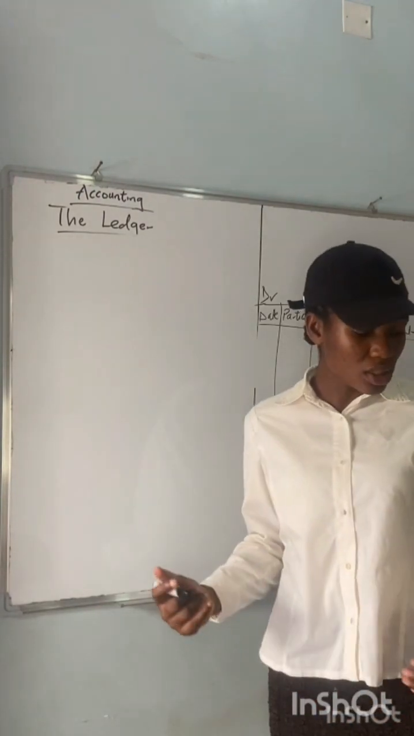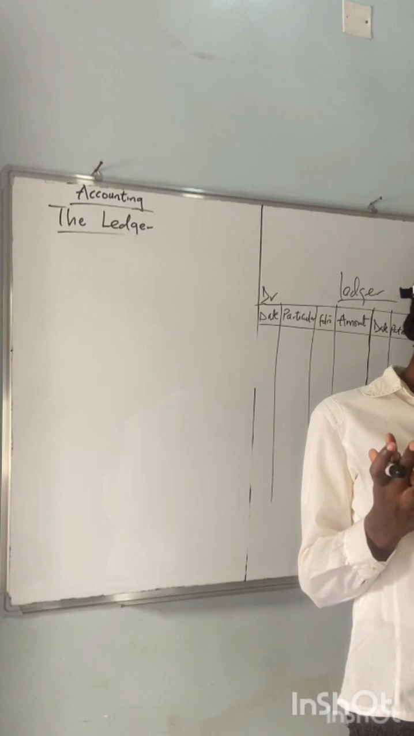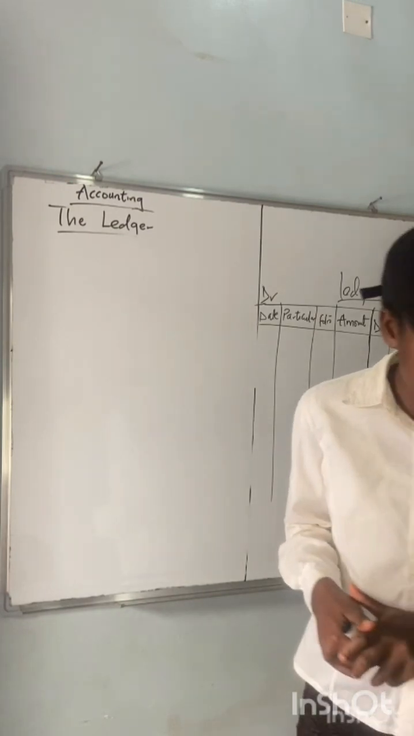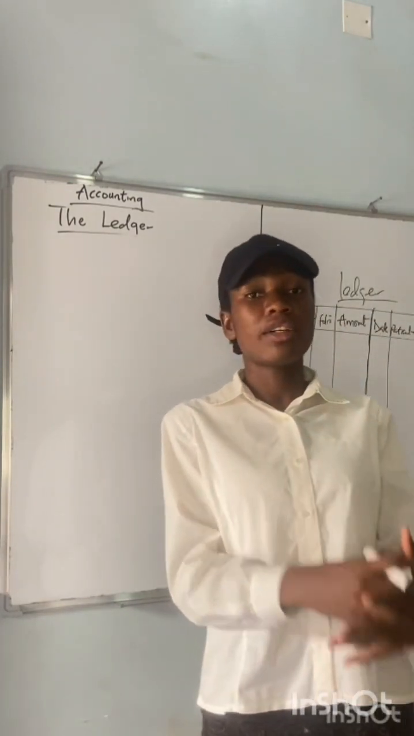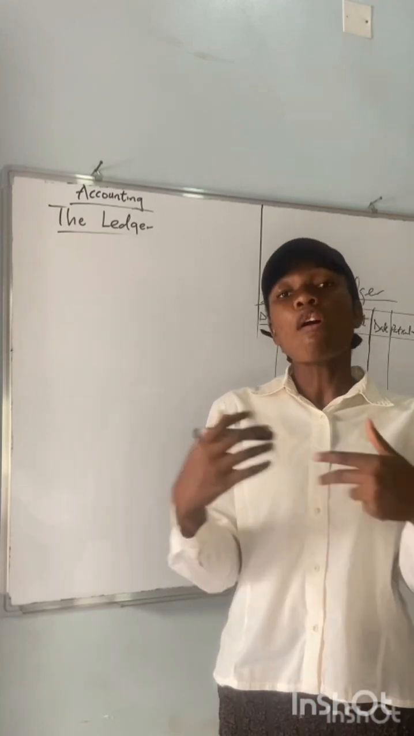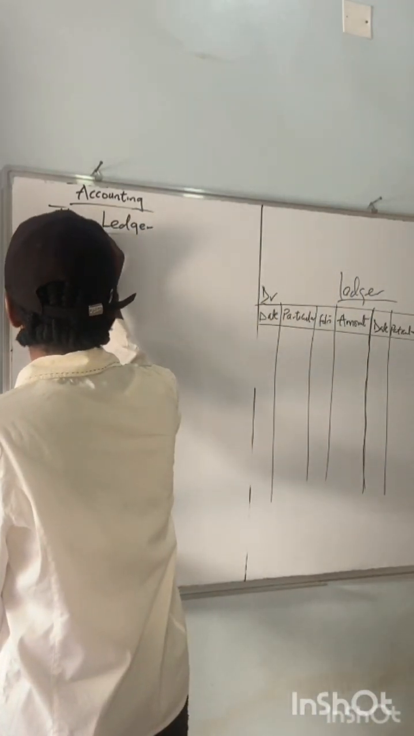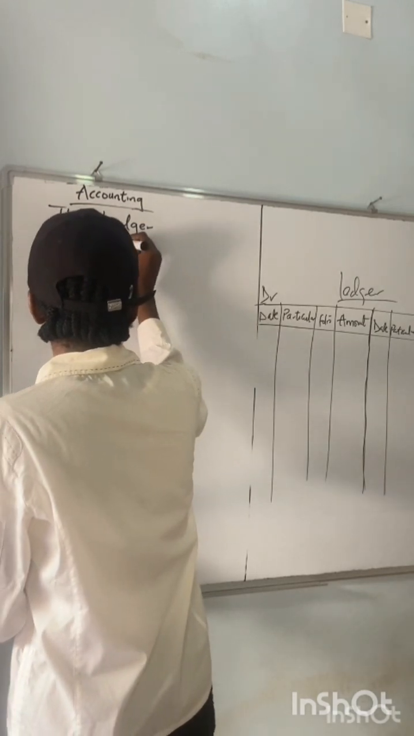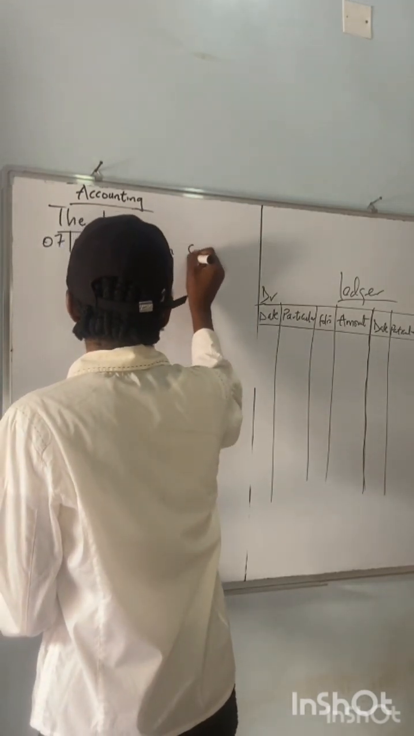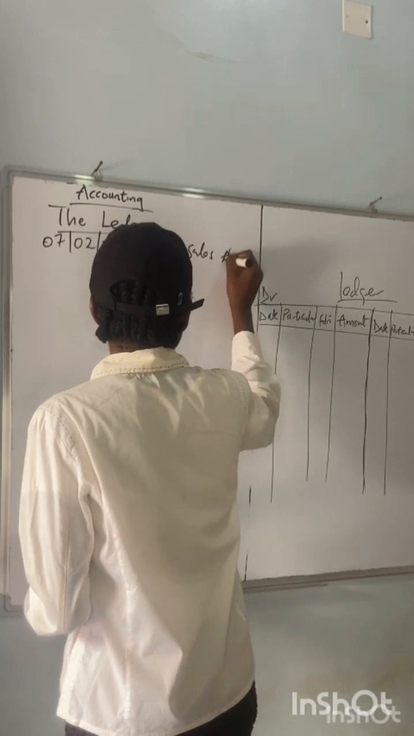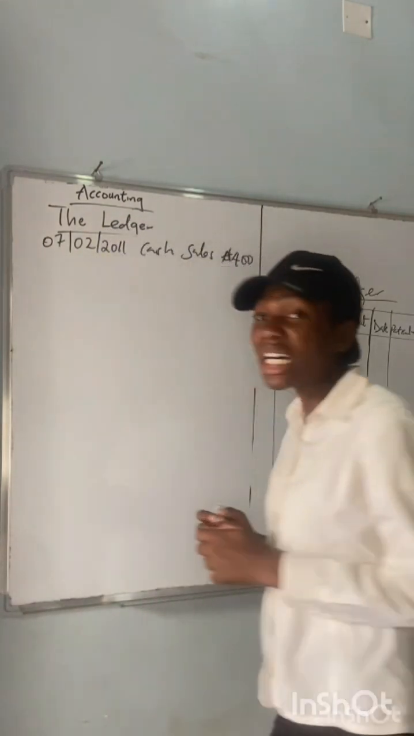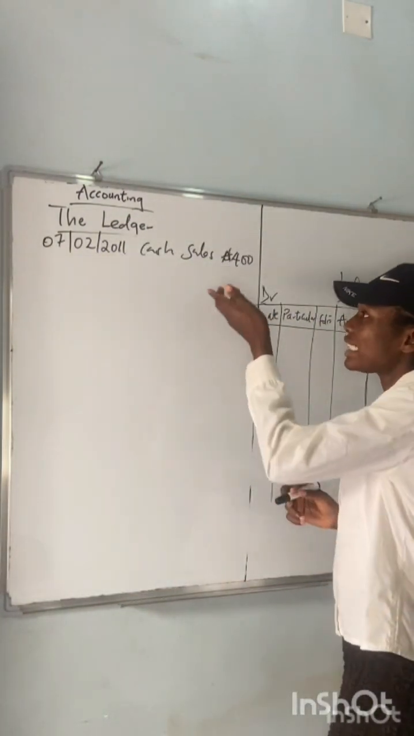Now we have that on the 7th of February 2011, there was a cash sale of 400 naira. Okay, now let's quickly write that. We have 7th February 2011, cash sales. This is a transaction that was given. So how do we enter this in the ledger account?